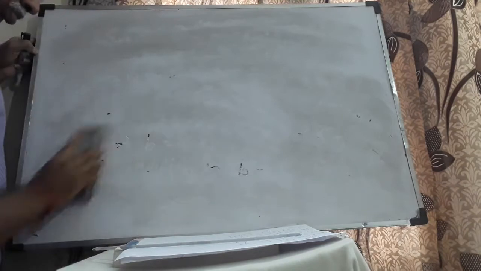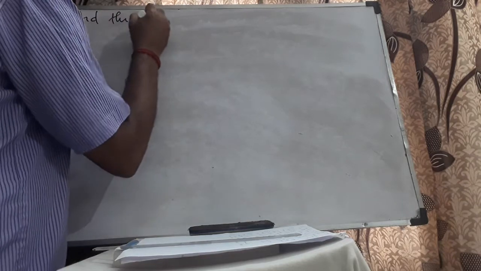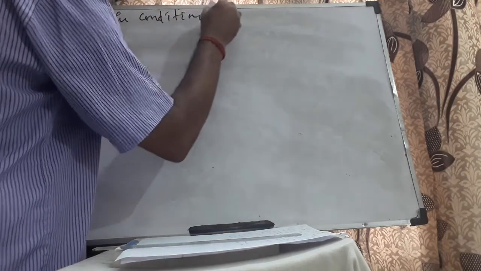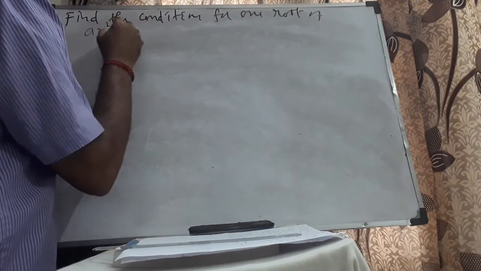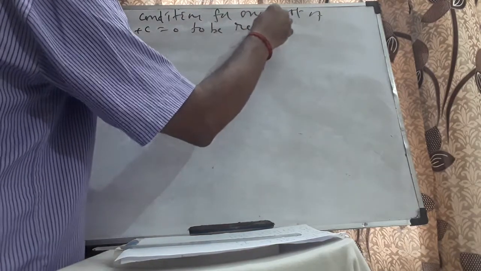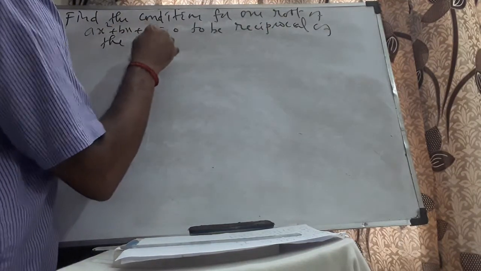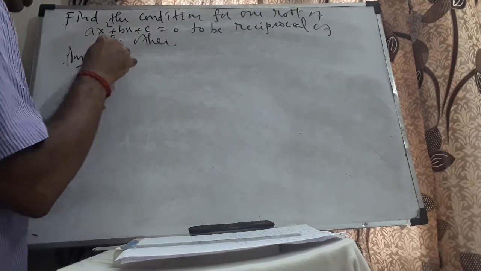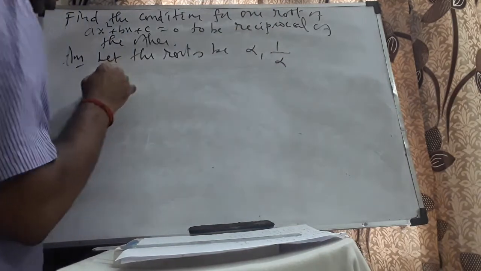Problem number 2. Find the condition for one root of ax square plus bx plus c is equal to 0 to be reciprocal of the other. These are all very simple problems. Let the roots be alpha comma 1 by alpha.